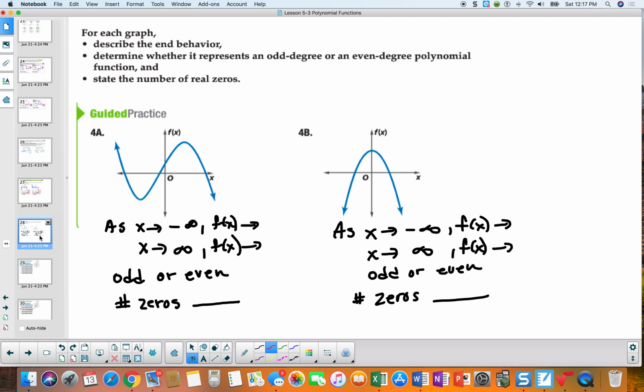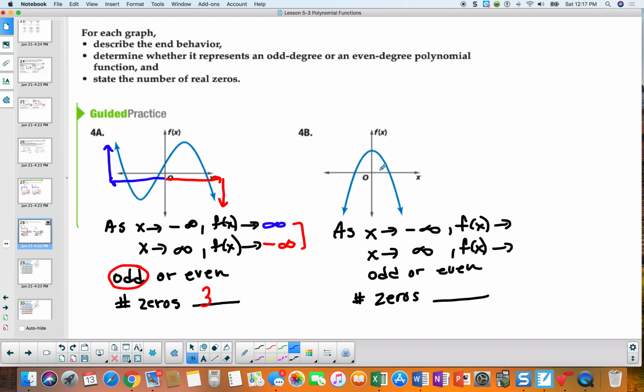All right, so let's do it again. Here's a picture. Let's see if we can describe what's going on. I'm going to go to negative infinity, and when I go to negative infinity, it looks like I'm going up, so that's positive. As x is going to positive infinity, it looks like the y's are going lower, so that's negative infinity. Notice they are different, so it's an odd function. And how many zeros? Well, you look at how many times it crossed the x-axis, and that is 3.